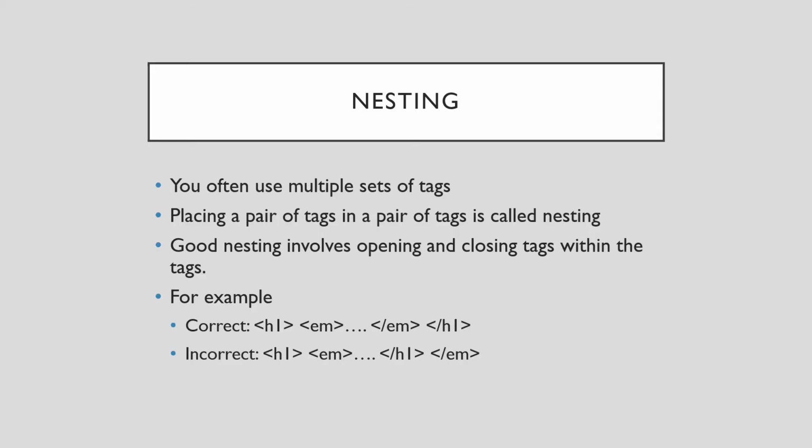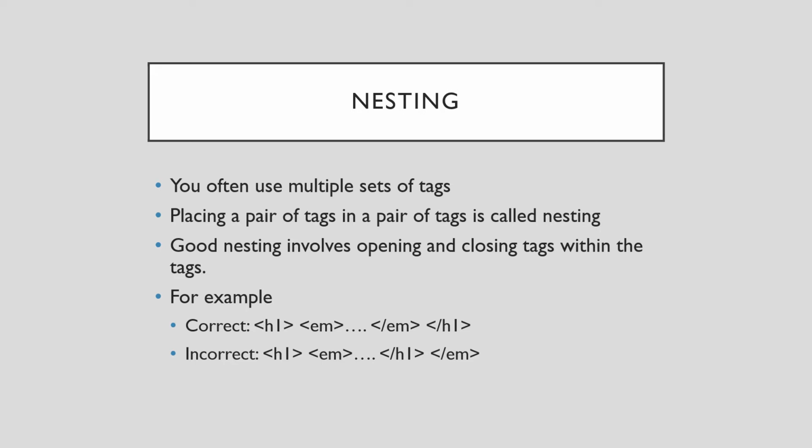Alright, let's talk about nesting. Okay, this is something that a lot of people have issues with. It comes with practice. And as you found out, you'll often use multiple sets of tags. And when you place a pair of tags in a pair of tags, that's called nesting. You nest them within each other. Good nesting involves opening and closing tags within the tags. So, for example, the correct way to do that versus the incorrect way to do that.